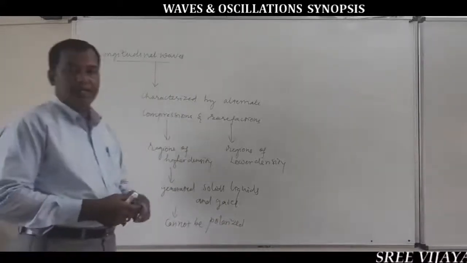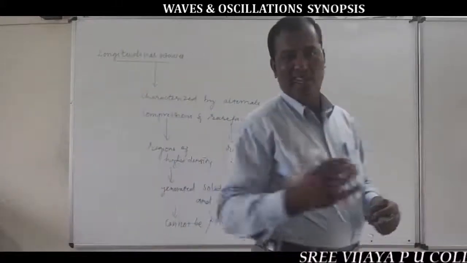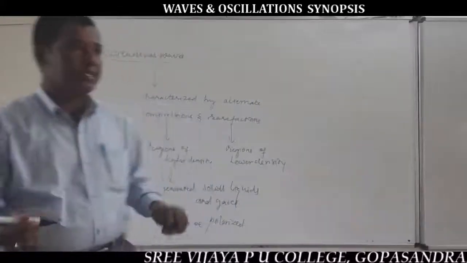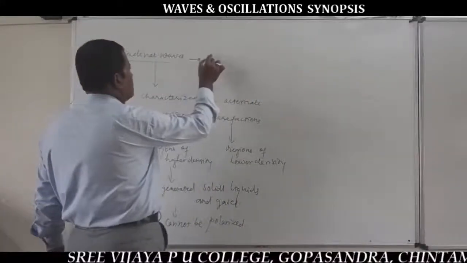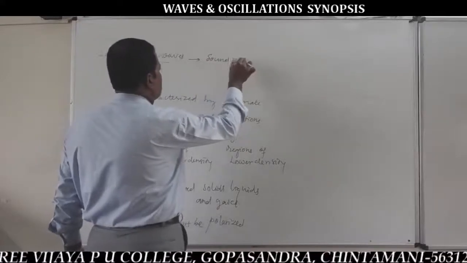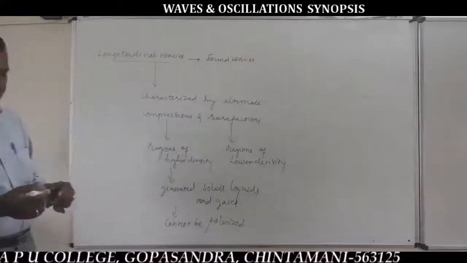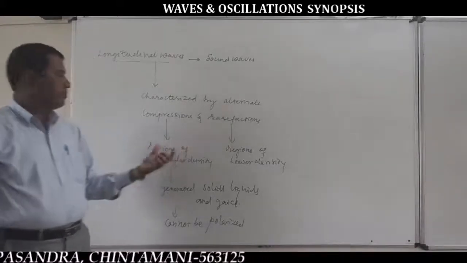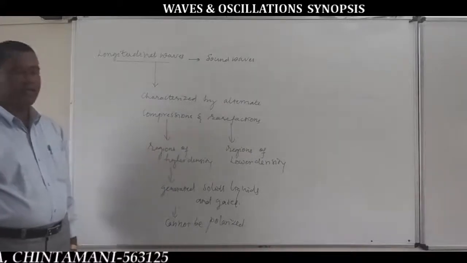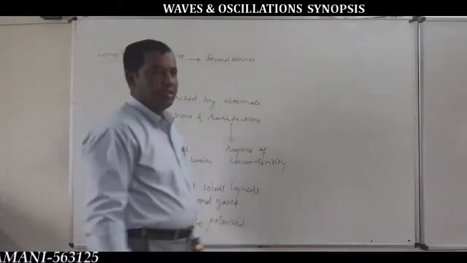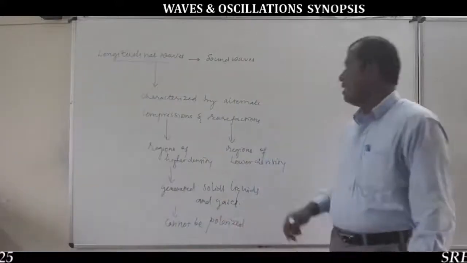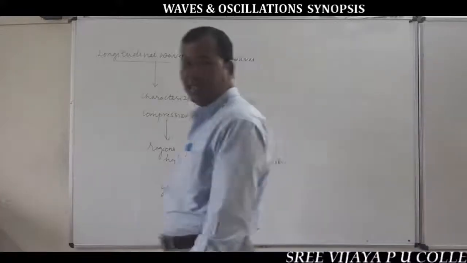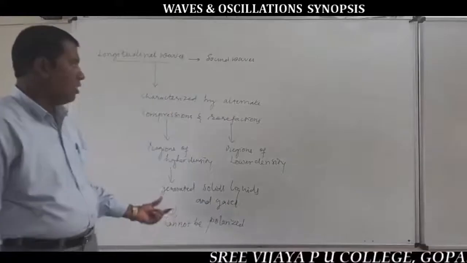If the particles of the medium vibrate in the same direction as that of the propagation of the wave, such waves are called longitudinal waves. The best example for longitudinal waves is sound waves. These longitudinal waves are characterized by alternate compressions and rarefactions. Compressions are the regions of higher density, and rarefactions are the regions of lower density. These longitudinal waves can be generated or set up in solids, liquids and gases. Longitudinal waves cannot be polarized.